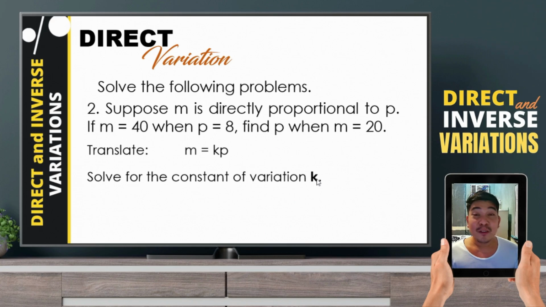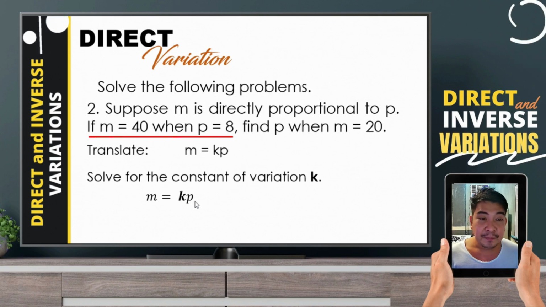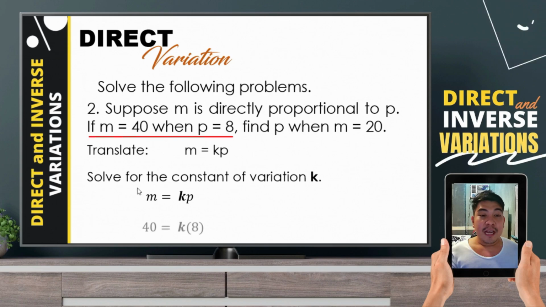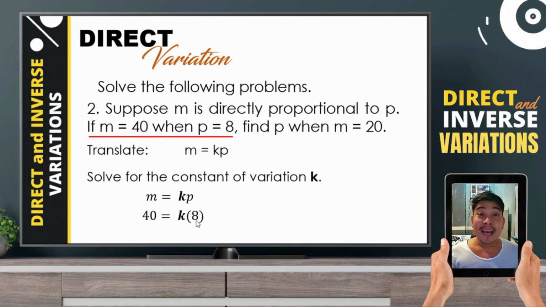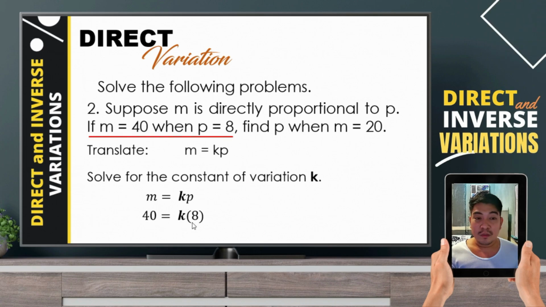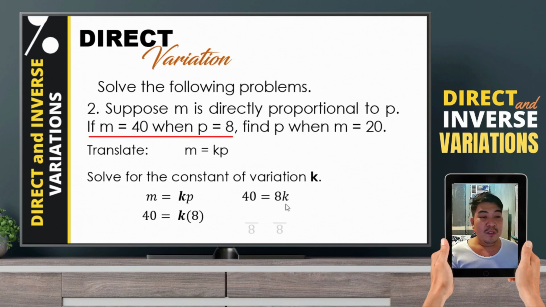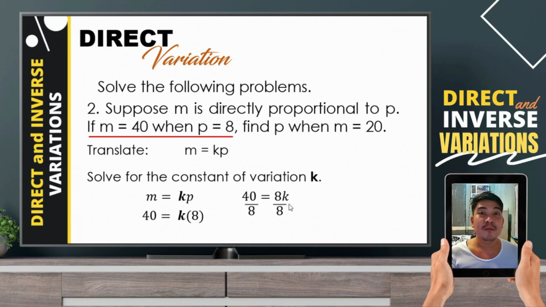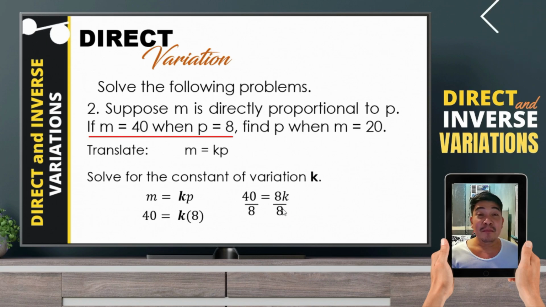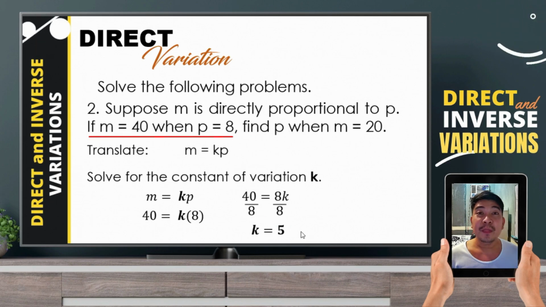You can apply the shortcut, pero dun muna tayo sa long method. So, using our original translation, m is equal to kp, we just need to substitute the value of m and p. So that will now be 40 is equal to k times 8. M is 40, so substitute. P is 8, so substitute. Then, it will just be 40 is equal to 8k. So to find the value of k, we just need to divide both sides of the equation by 8. 40 divided by 8 is 5. 8k divided by 8 is k. So therefore, we now have the value of k, which is equal to 5.